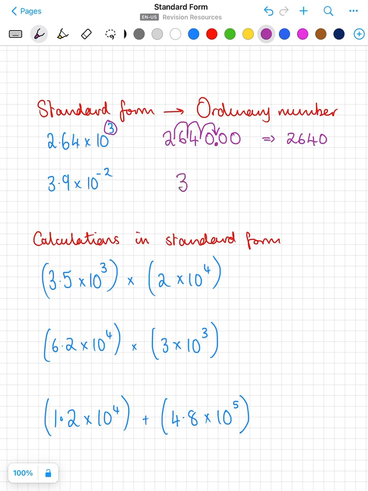Same again, we had 3.9, but now the indice is a negative, so our number is going to be less than 1, so we're going to fill up some zeros in front of our number, because we are jumping 1, 2 spaces now to the left. So our number is 0.039.